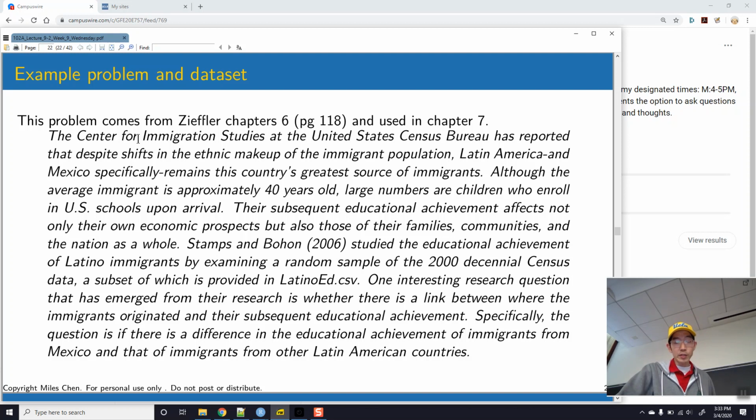So these researchers, Stamps and Bowen, studied the educational achievement of Latino immigrants by examining a random sample of the 2000 decennial census data, a subset of which is provided in latinoed.csv, the CSV file. So it's from the 2000 census, which I guess is already 20 years old now. But anyway, we're going to take a look at this.